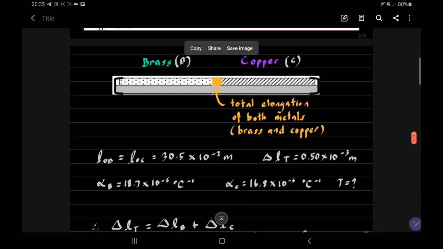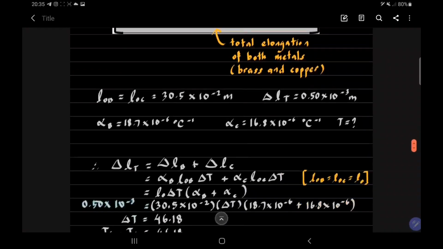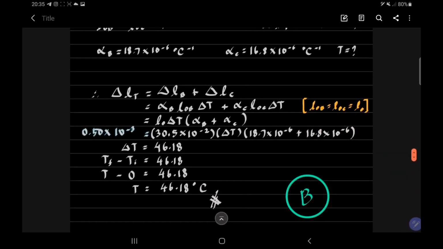Based on the answers given, 46.18 degrees Celsius is B. Okay, so this is how to answer the question for number 26.